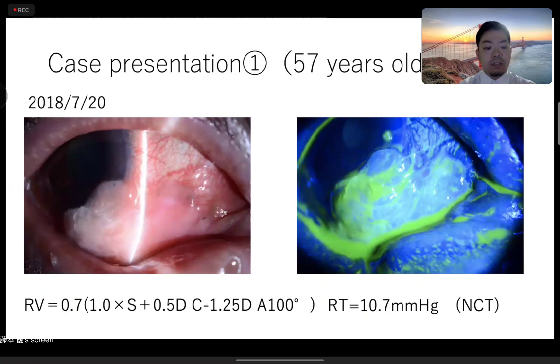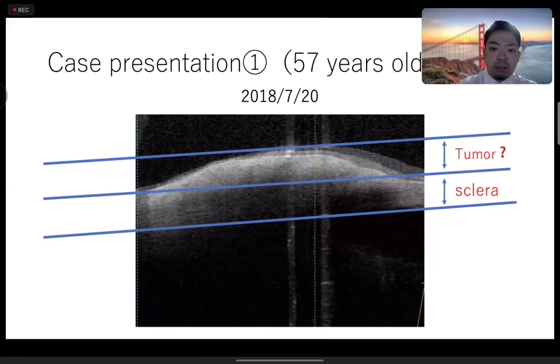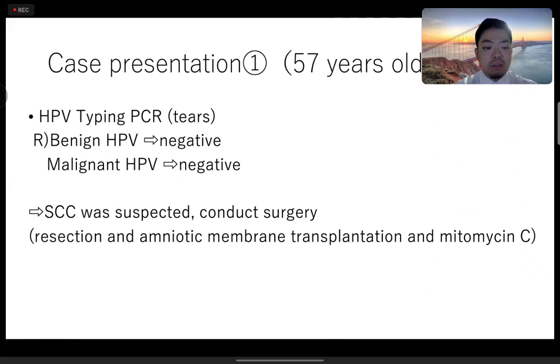These are the findings at the time of his first visit to our hospital. A white raised lesion is found below the right eye. The extent of progress was maybe unknown. Maybe this line there is tumor or sclera. HPV PCR was negative. SCC was suspected, and it was decided to perform dissection and MMC and AMT.